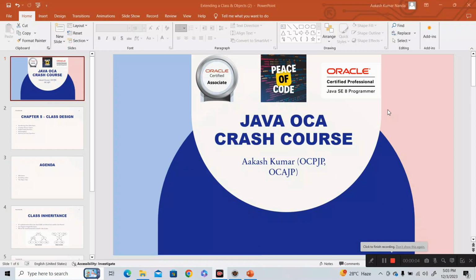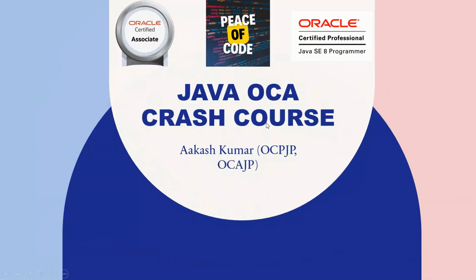So in this video we're going to continue our Java OCA series. In the previous episode, which is episode number 31, we had completed chapter number 4 of this series. So in this particular video we are going to start with chapter number 5 of this series.